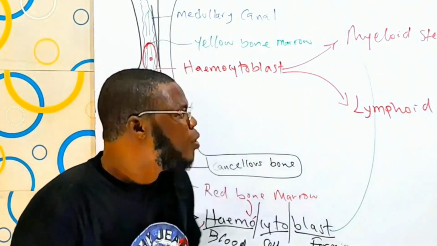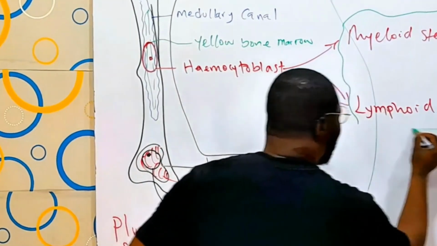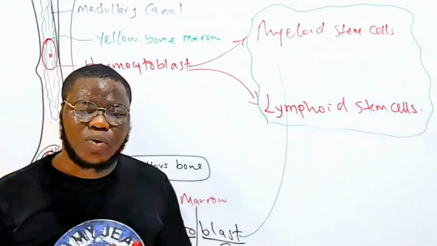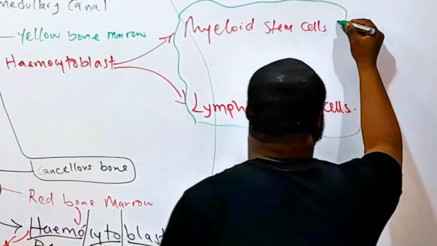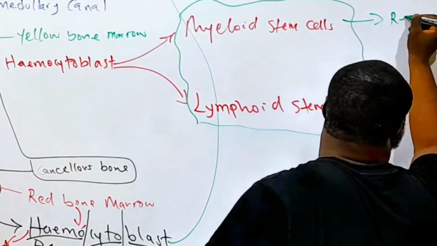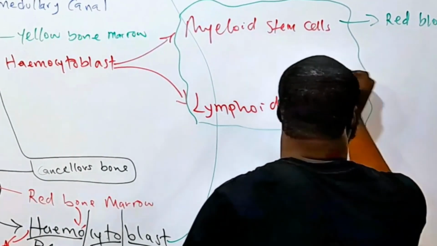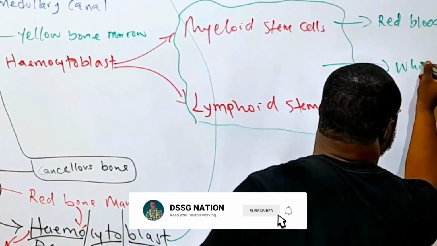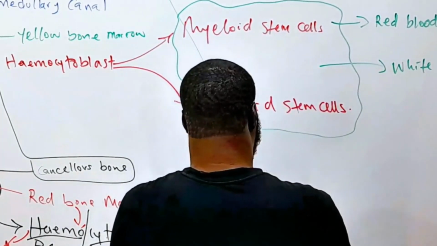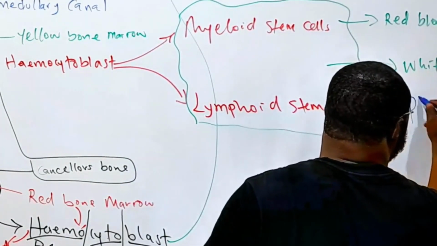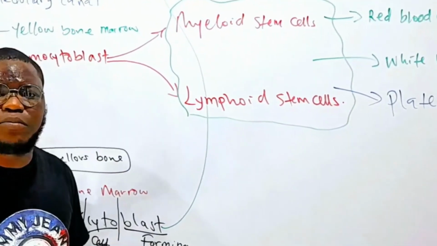Now you see, both the myeloid stem cells and the lymphoid stem cells are going to be the ones to divide into all the blood cells that you know. Now, it means the myeloid stem cell is going to become the red blood cell. So, these two guys as well, they're going to become the white blood cells. White what? Blood cells. And still, collectively, they're going to become the what? The platelets. The platelets.